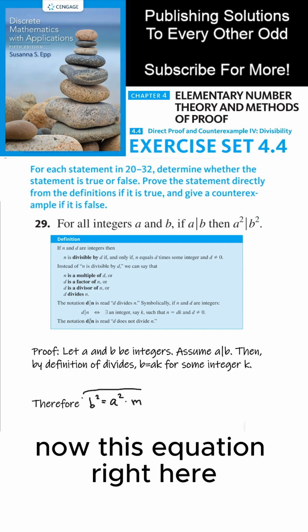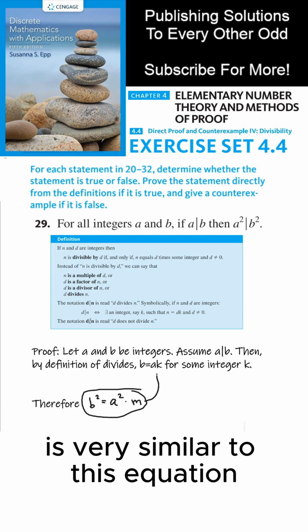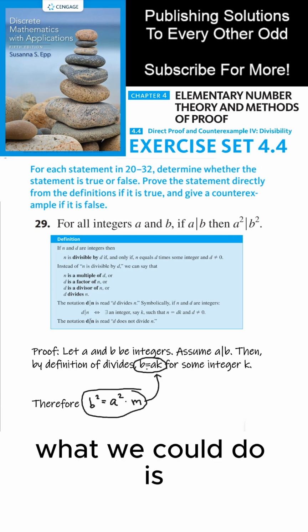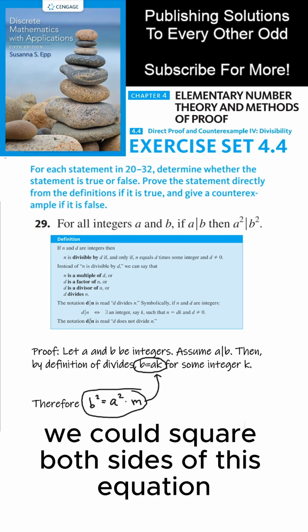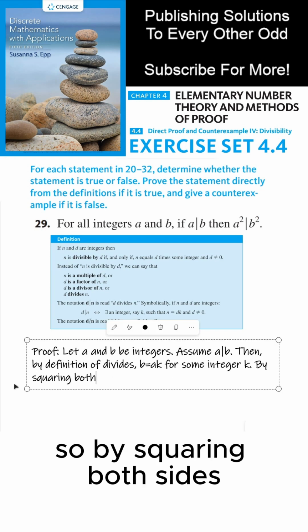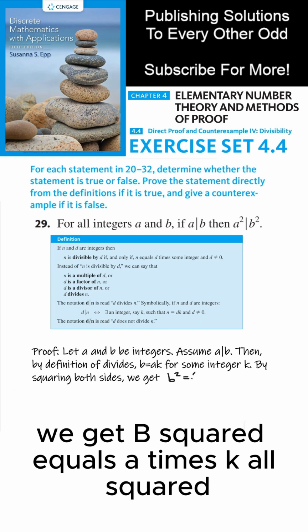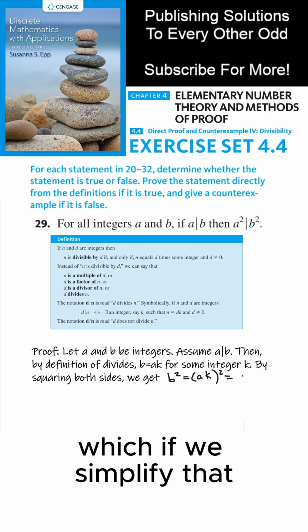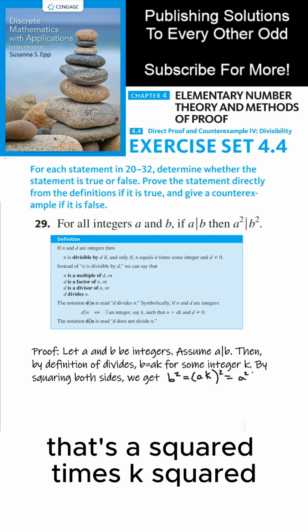Now, this equation right here is very similar to this equation. What we could do is we could square both sides of this equation and see what we get. So by squaring both sides, we get b squared equals a times k all squared, which if we simplify that, that's a squared times k squared.